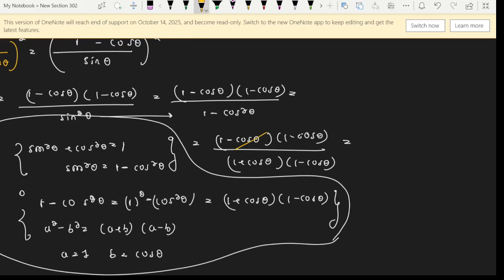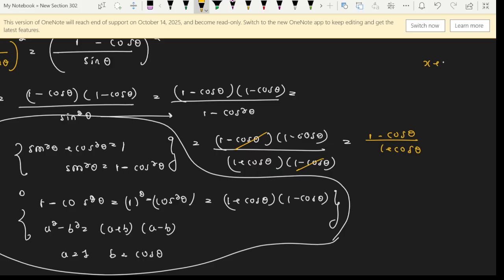1 minus cos theta, 1 minus cos theta will get cancelled with each other. So I am left with 1 minus cos theta divided by 1 plus cos theta. This is nothing but, see, xy divided by xyz. Everything is in product format, right? 1 minus cos theta multiplied with 1 minus cos theta, 1 plus cos theta multiplied with 1 minus cos theta. So it is in product format. So I can cancel x and x, y and y, and I am left with 1 by z only.